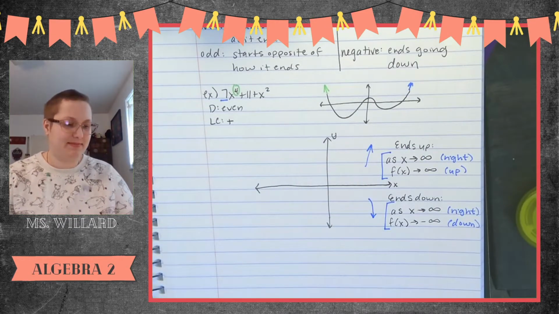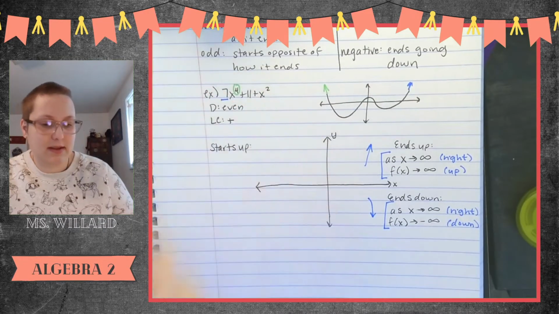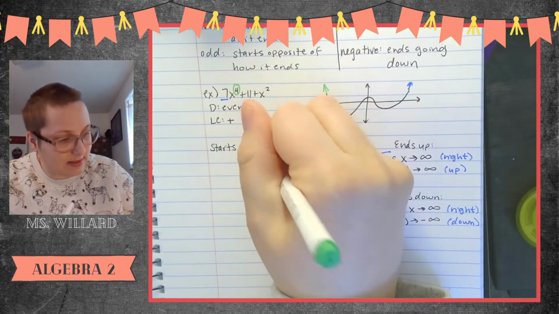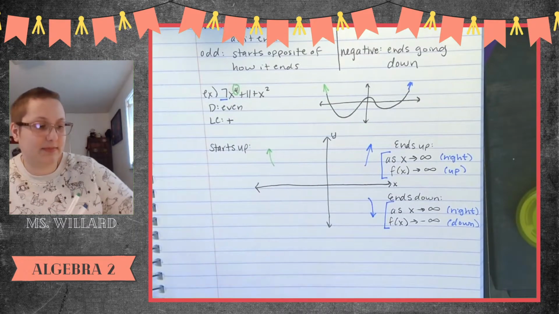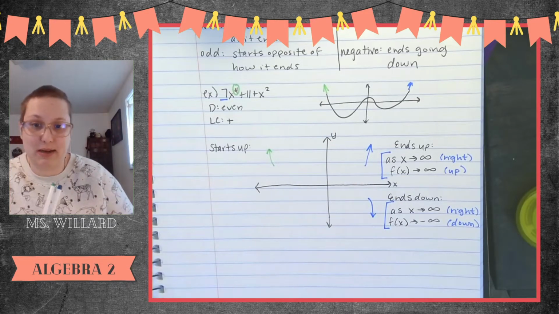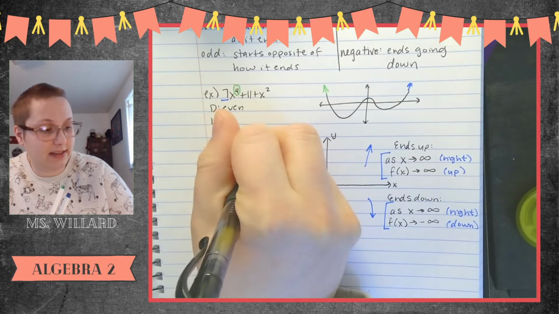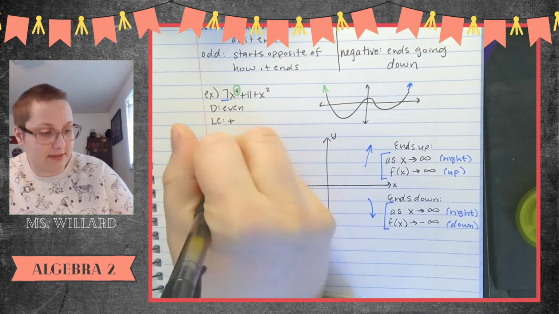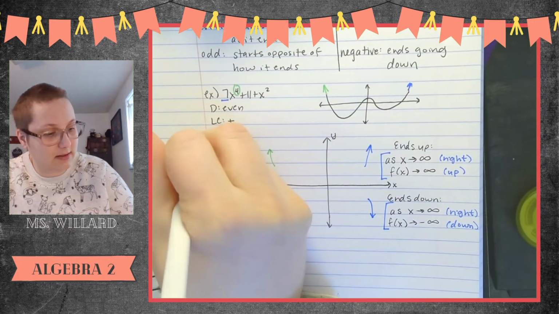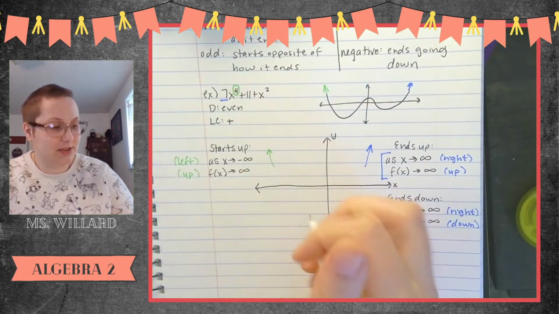Let's do the other side. If it starts up, it would be based on the degree, because if the degree is even, it would be the same. So either up, up, or down, down. And if it was odd, it would be the opposite. So if it starts up, as x goes to negative infinity, that means left, f of x goes up. Left and up.